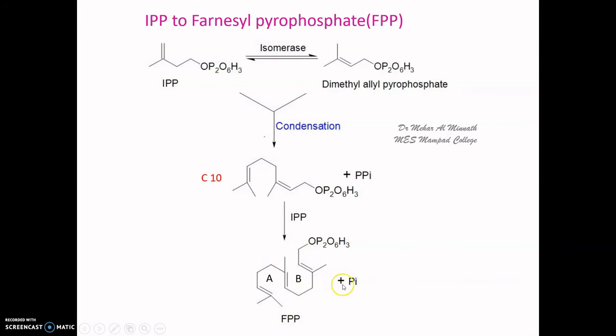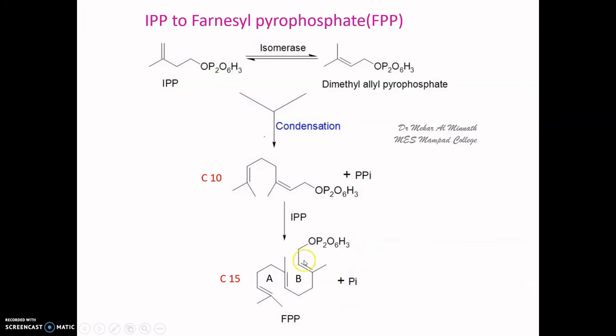In FPP, if you consider the pyrophosphate moiety as the head and these two methyl groups as the tail. Now, when FPP is to be converted to squalene, the FPP will be combining in head-to-head condensation. Two FPP molecules will be combining in the head-to-head condensation format.